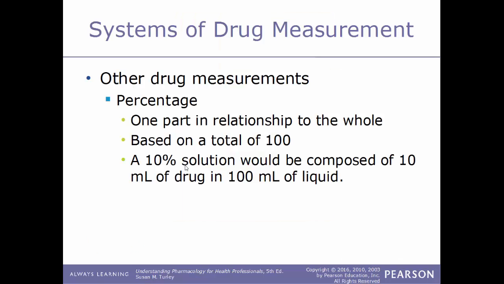Another type of drug measurement is a percentage. It's like a percentage represents in math. It's one part in relationship to the whole. This is based on a total of 100%. So a 10% solution would be composed of 10 milliliters of the drug in 100 milliliters of liquid. So the drug is 10% of the overall liquid container.